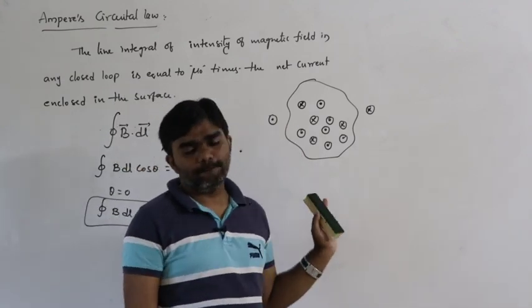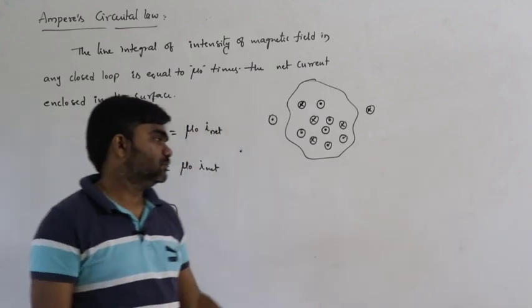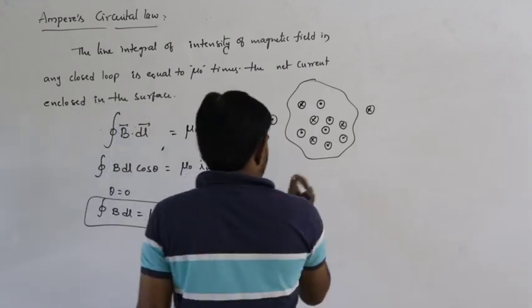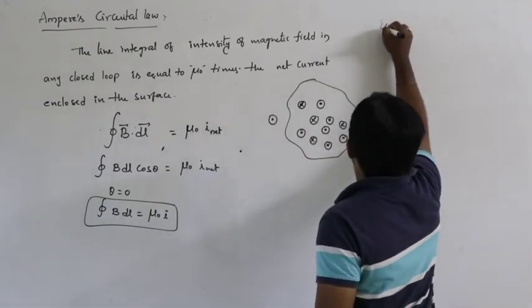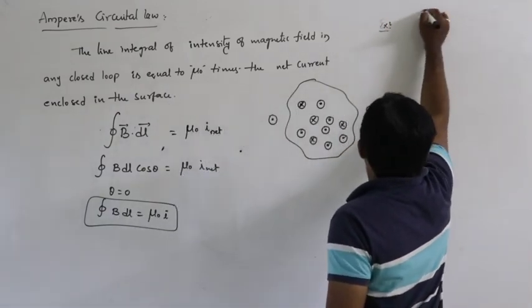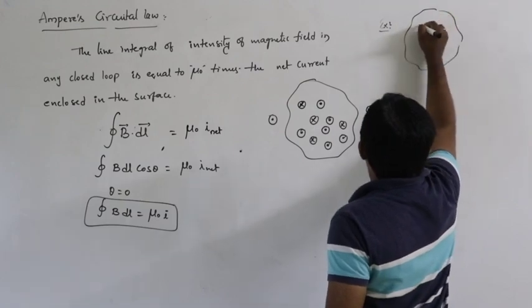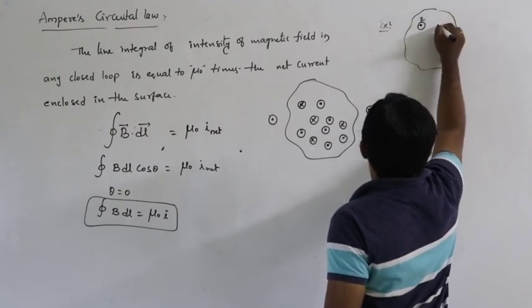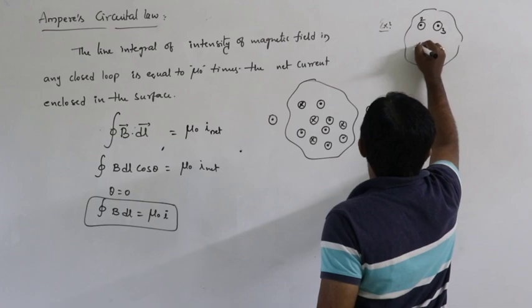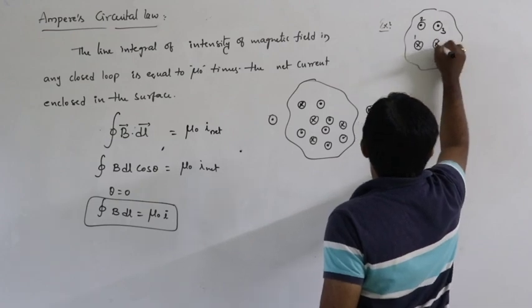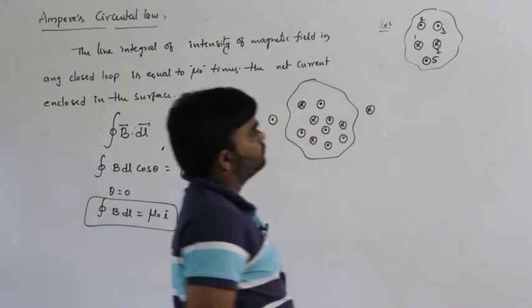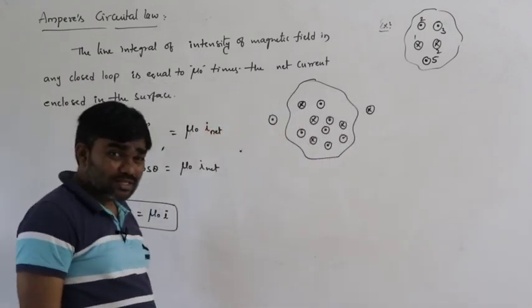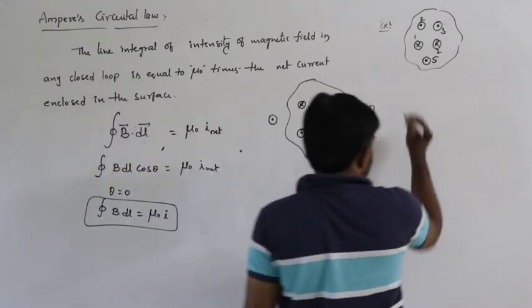That is very important. So for example, there are a number of currents here. This is 2 amperes and this is 3 amperes. This is 1 ampere. This is 2 amperes again. And this is 5 amperes, like this. Then what is the magnetic field associated with that?